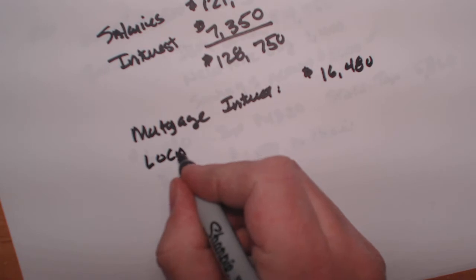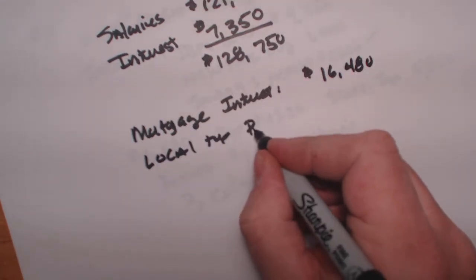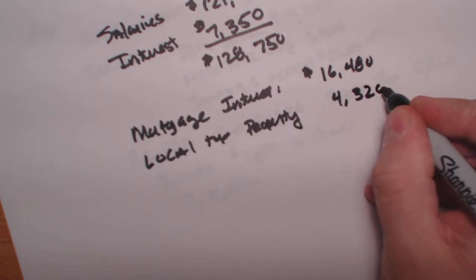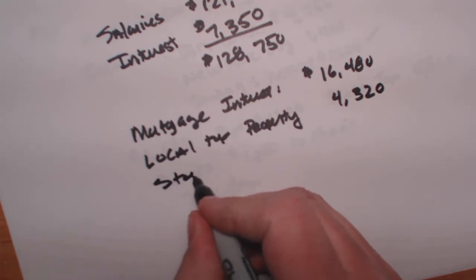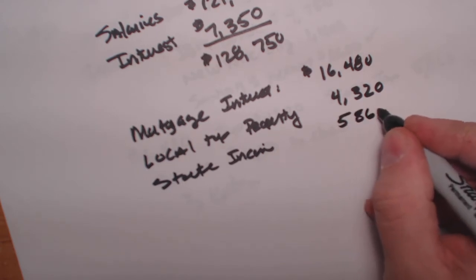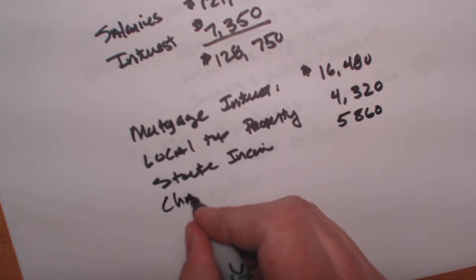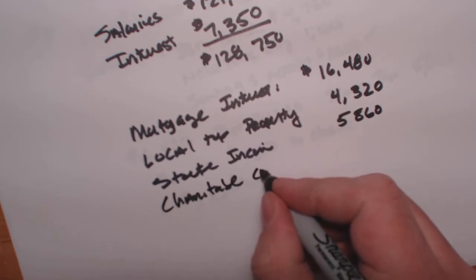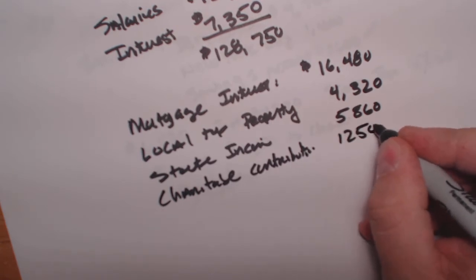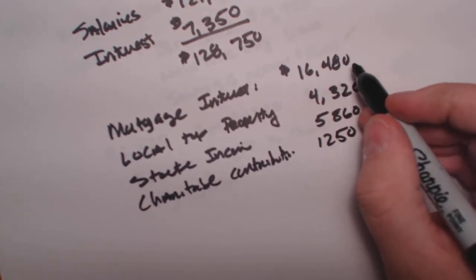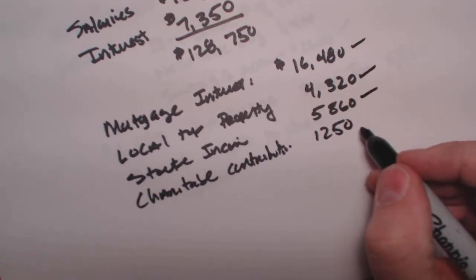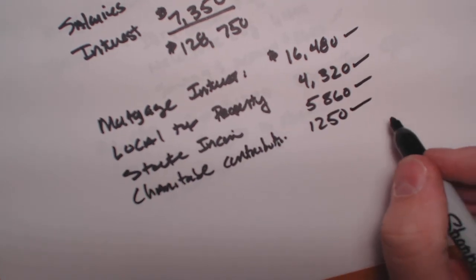Then you have some local property tax of $4,320. And then you also have some state income tax of $5,860. And then you have charitable contributions. Now all this is tax deductible. So what you do is you write all these down. Here's what we've got from the problem: a mortgage interest of $16,480, $4,320 for local property tax, $5,860 for state income tax, and $1,250 for charitable deductions.